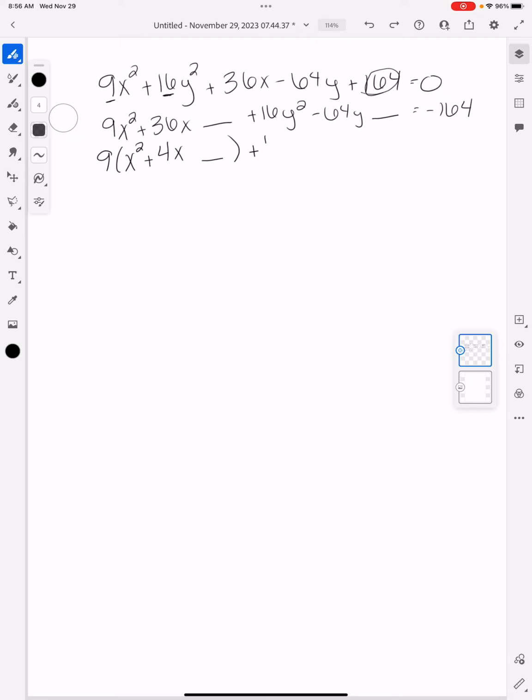And then here, I've got a 16 in front of y squared. So 16y squared divided by 16 is going to be just y squared. 64y divided by 16 is going to be 4y. And then I'm going to have that blank equals negative 164.